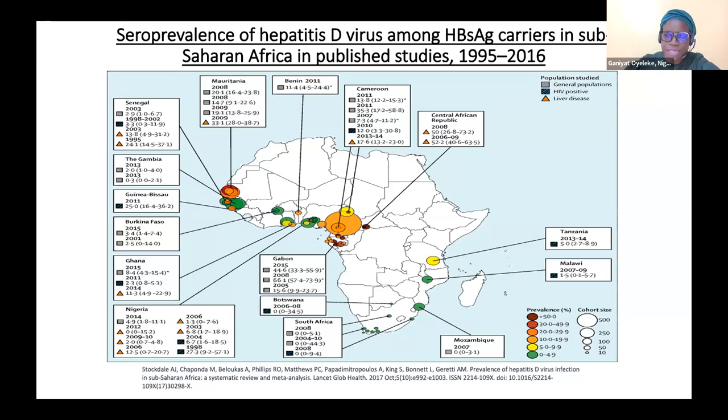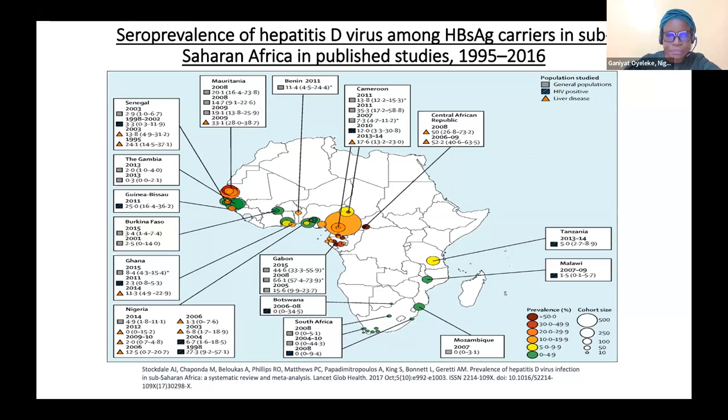The pooled overall prevalence of hepatitis D in Africa was 8.39%, while the pooled prevalence in West Africa was 7.33%. And much higher, like I said, in Central Africa, with a pooled prevalence of about 25.6%, and much lower in East and Southern Africa.